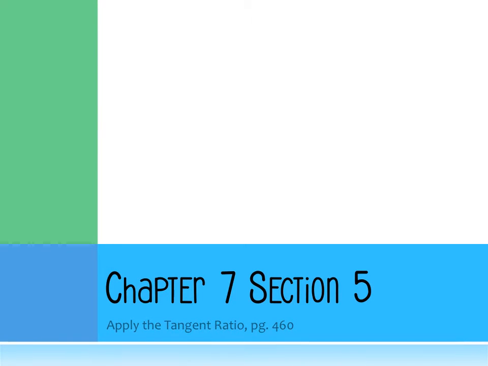So chapter 7, section 5 is the tangent ratio. This is the beginning of what's called trig. Trig is like the study of right triangles, right? This kind of combines with section 6 to give you one big section of trig. But we're just going to talk about tangent for today.